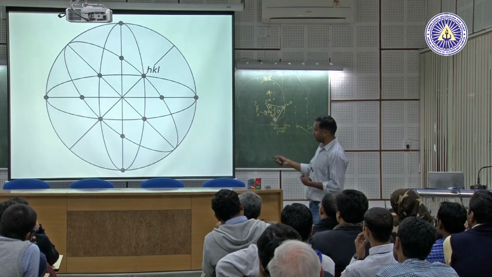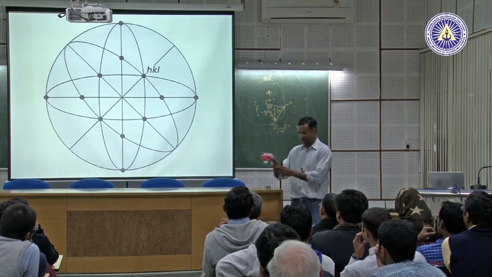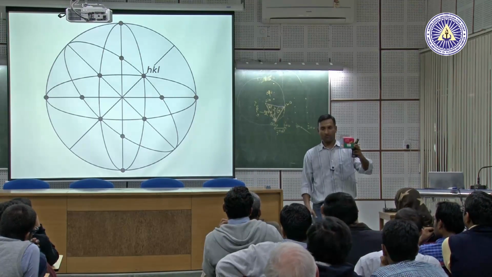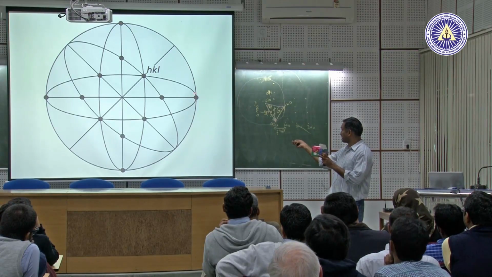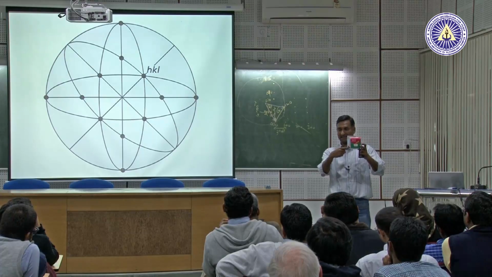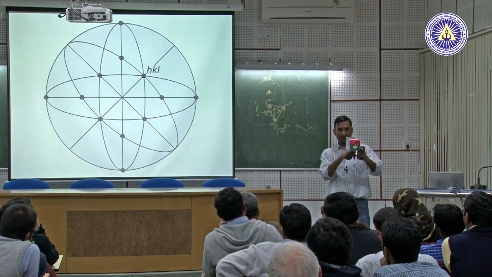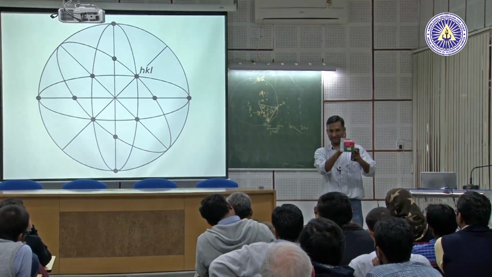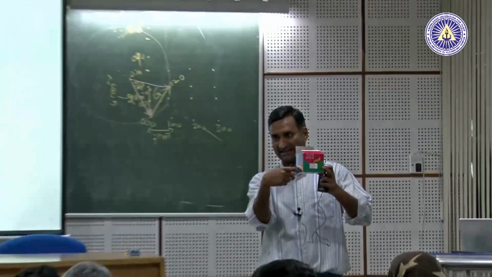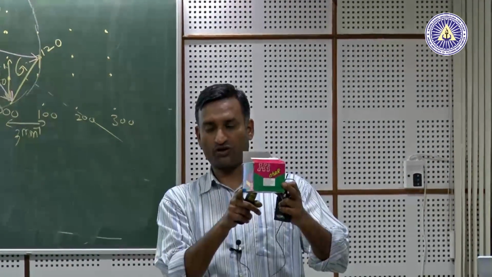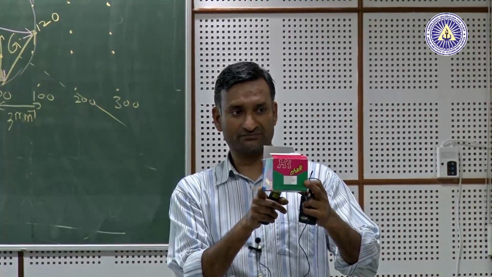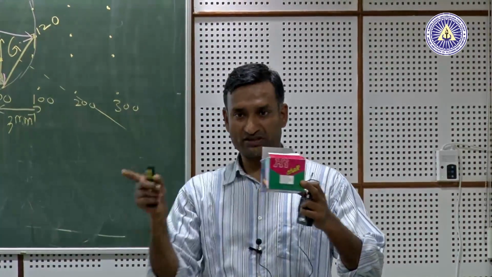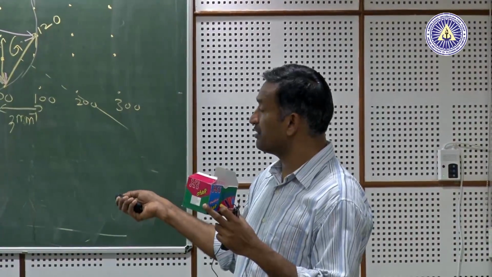For a cubic crystal, if this is a cube, let's say, what is the pole that you are going to achieve on the right side? Let us say this is x axis, this is y axis, and this is z axis. So if you look along this, let's say this is the east direction, what are you going to get? One zero zero. So this point will be 100.